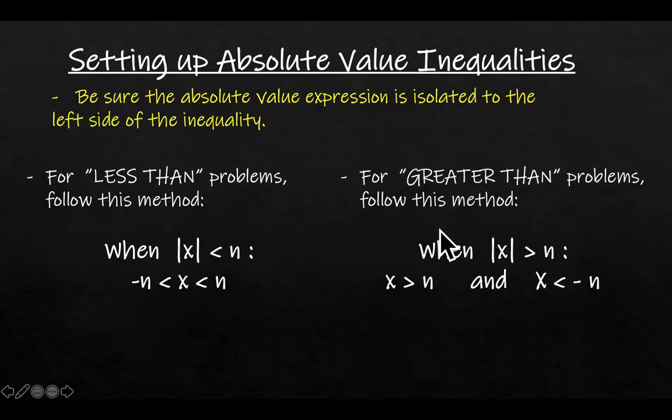For the greater than method, we follow a different procedure. So when the absolute value of x is greater than n, then we split it into 2 separate expressions. We rewrite the expression as it appeared originally, just removing the absolute value signs. And then we write it again, removing the absolute value signs, but flipping the inequality sign from greater than to less than and adding a negative sign onto the answer.